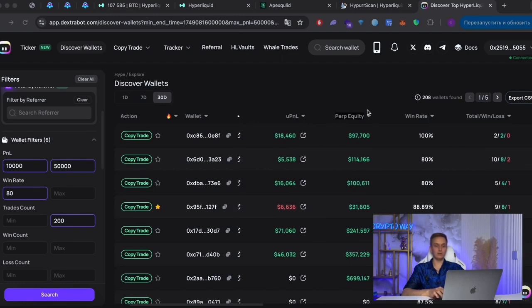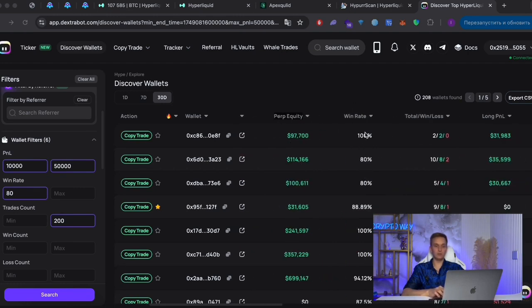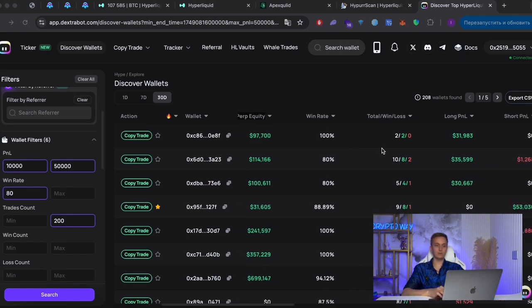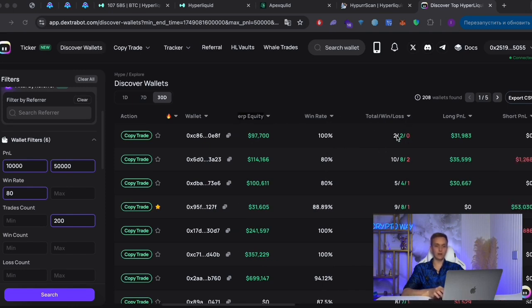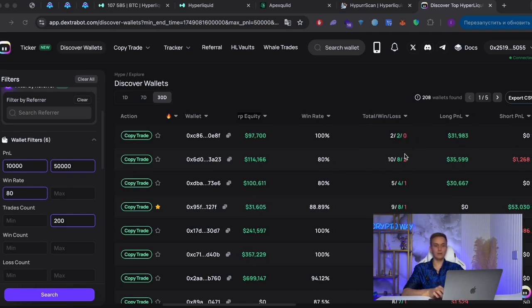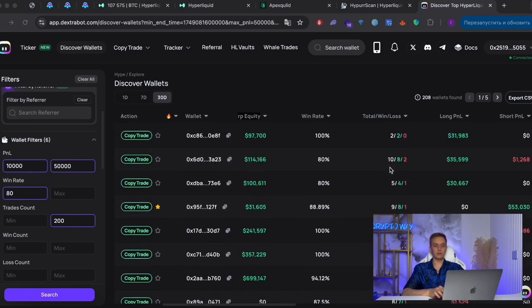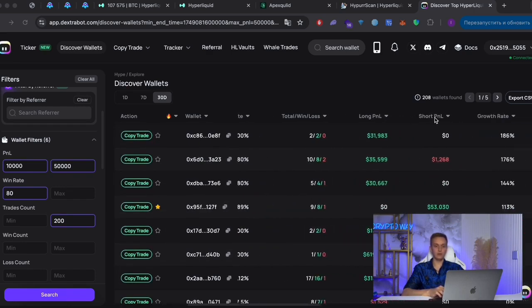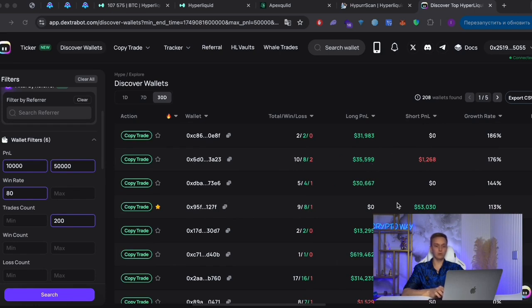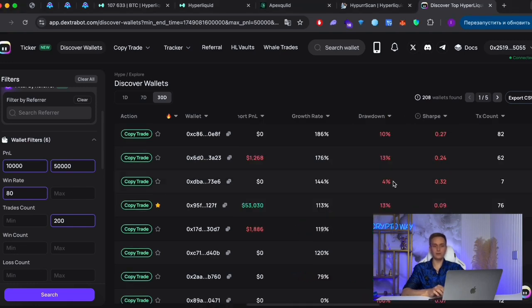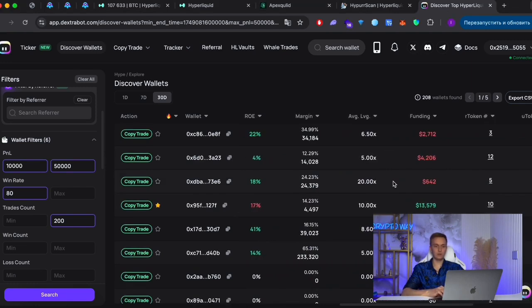Also here we can see, as I understand it, the futures balance. Win rate, of course, is the percentage of trades that are positive. Also, total win-loss, that is, how many trades there were in total, how many were positive, and how many were negative. Here, I recommend paying attention specifically to the number so that there aren't too many transactions, and make sure that the ratio is good. But in general, when you set such filters, naturally most of the wallets here will be positive. There is also a long panel and a separate short panel, which allows you to draw conclusions about which trades a particular wallet mainly profits from, long or short trades.